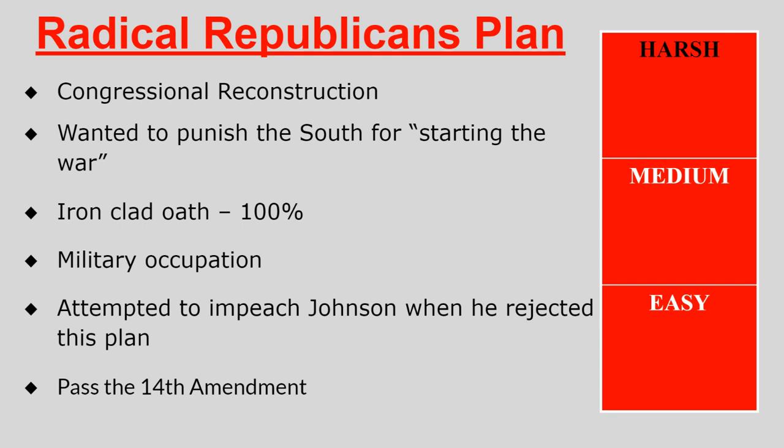And then they wanted to pass the 14th Amendment. So the 14th Amendment, like I said, tomorrow we'll talk more in depth about what it is. But the 13th Amendment freed the slaves. The 14th Amendment made the slaves, or the former slaves, citizens. And when Johnson rejected this plan, they were trying to find a way to have him impeached. And they do end up impeaching him for something that they had put into place to kind of catch him in the act of doing something illegal.